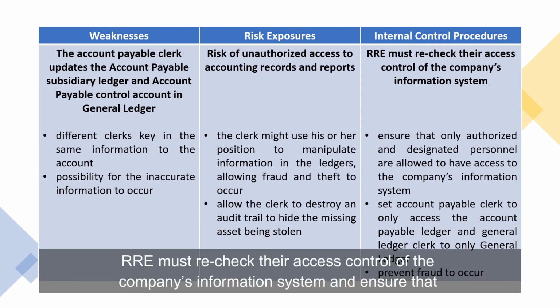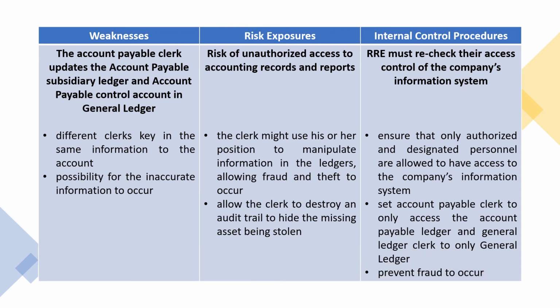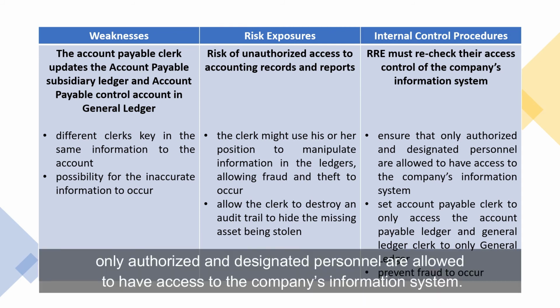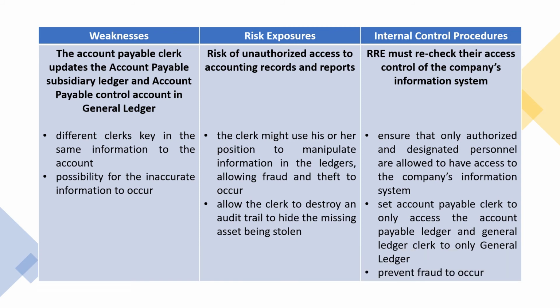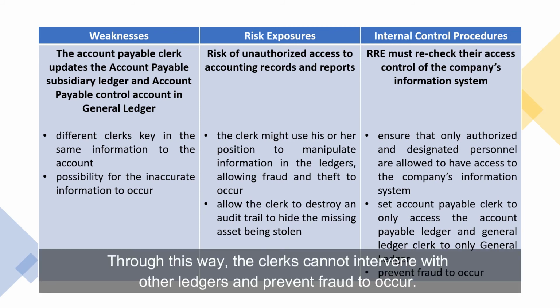RRA must recheck the access control of the company's information system and ensure that only authorized and designated personnel are allowed to have access to the company's information system. RRA should perhaps set the accounts payable clerk and general ledger clerk to only access their own ledgers. Through these ways, the clerks cannot intervene with other ledgers and fraud can be prevented.